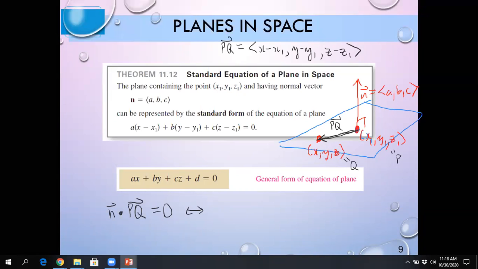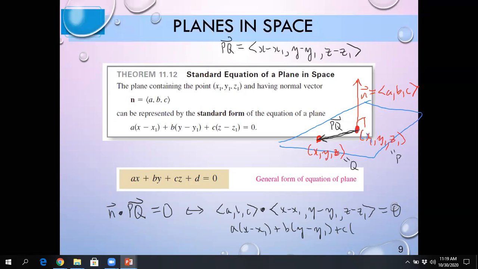But what does that mean? That means that ABC dotted with x minus x1, y minus y1, z minus z1 is 0. And lo and behold, if I take that dot product, don't I get a times x minus x1 plus b times y minus y1 plus c times z minus z1 equals 0? You see that? That's what the dot product would be. And that's where this standard form for a plane comes from.